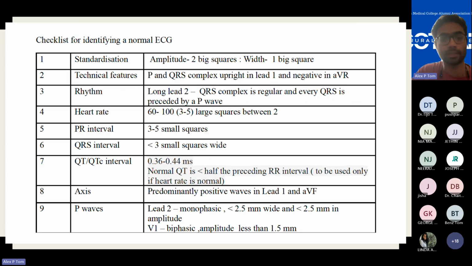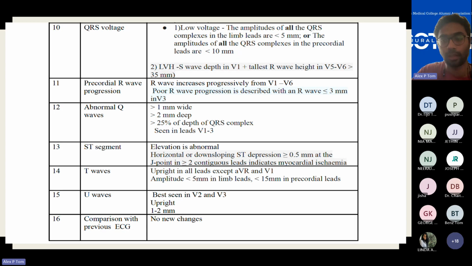I'll share this document of standardization, this checklist, with you all in the group. So you can keep it with you when you start interpreting the initial set of ECGs that you get, and make it a habit. You go through this checklist, and then you will not miss out anything. And in our class, we will be following this order when we go forward.